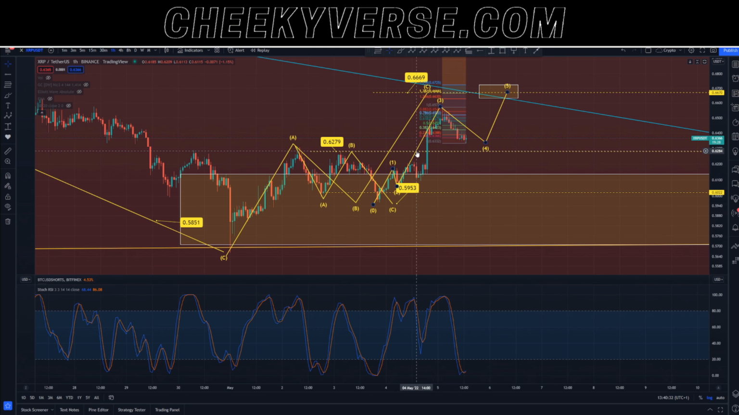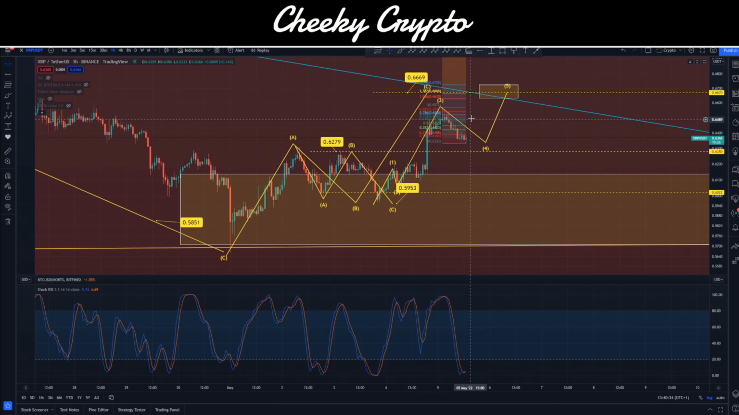But nonetheless, what we actually have got here is a good structure, right? We can see the move up, we can see a move down. There's going to be plenty of opportunity to do some short-term trading and all of that kind of stuff, if that is your bag, guys.